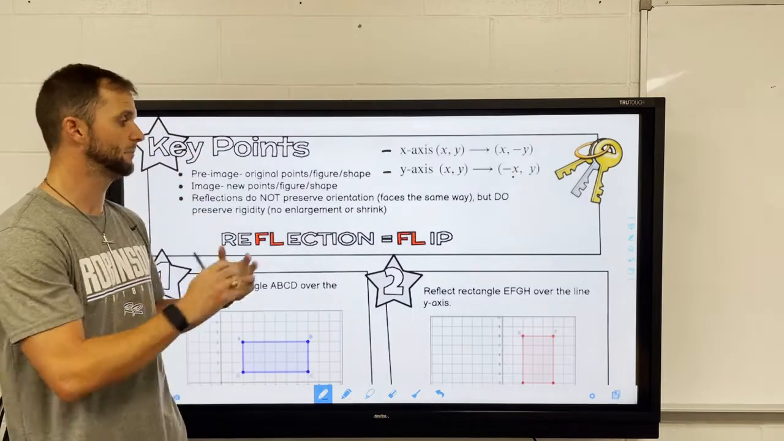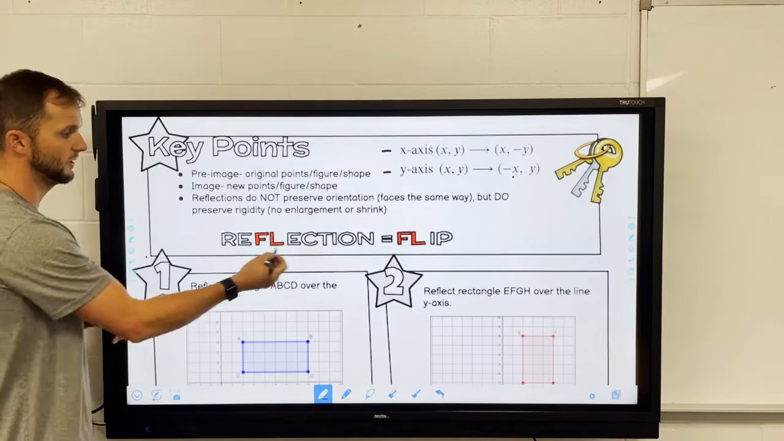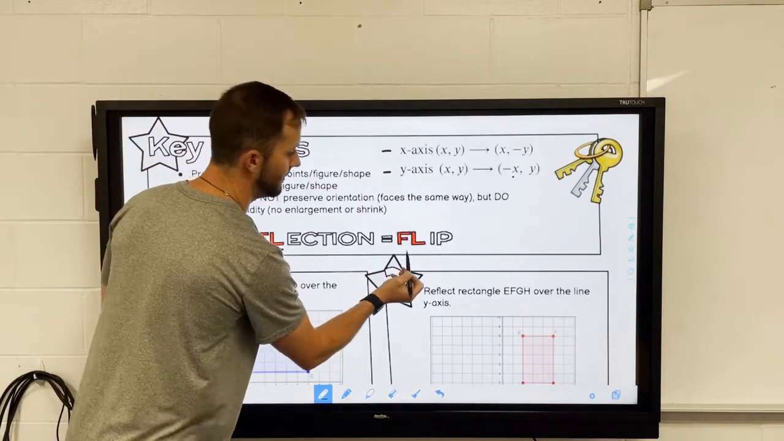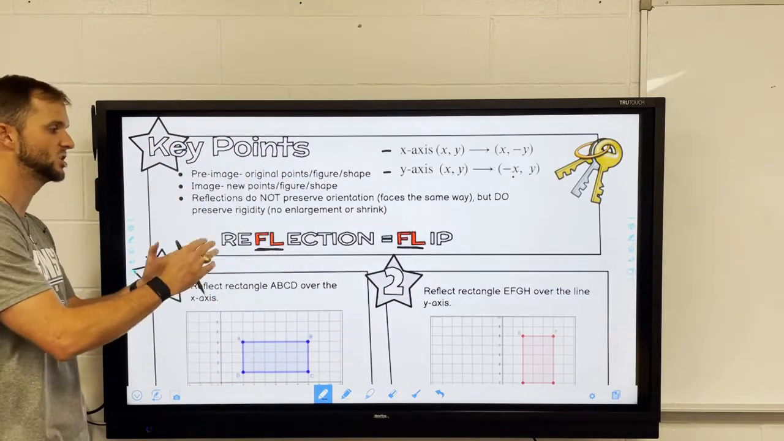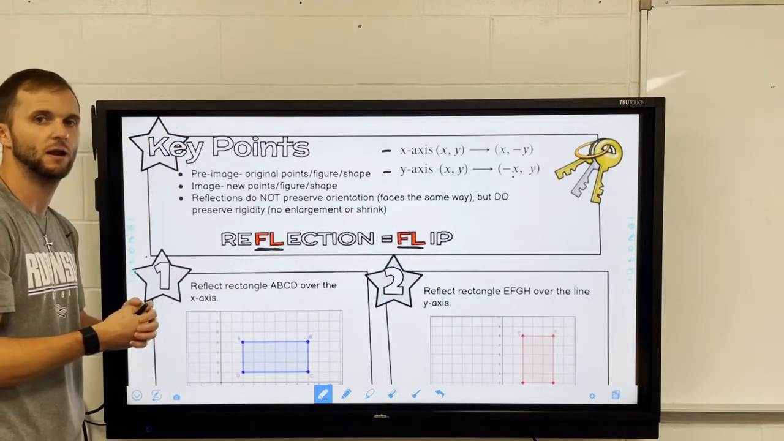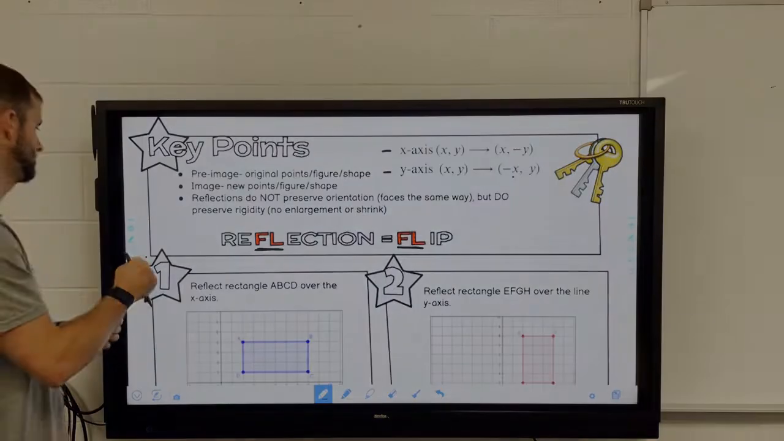So now, to put this into play and give you guys a little bit more of an extra look, I want you to look at this. Reflection has an FL in it. The word flip has an FL in it, so that's an easy way you can remember. Reflection means flip, okay? And so we're going to jump into that on examples number 1, 2, and 3, and hopefully you guys can understand. Here we go, let's jump to example number 1.